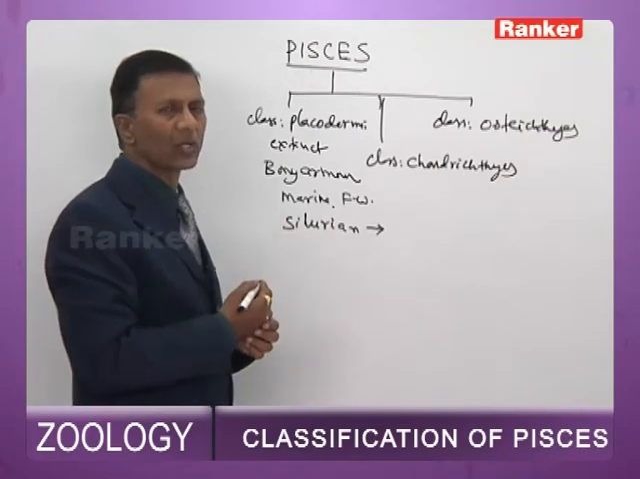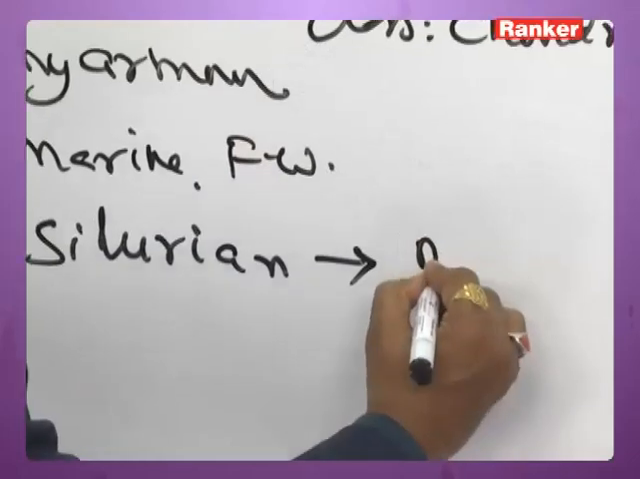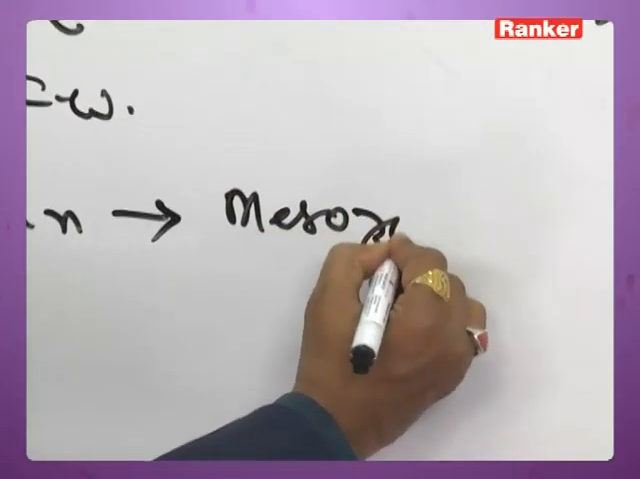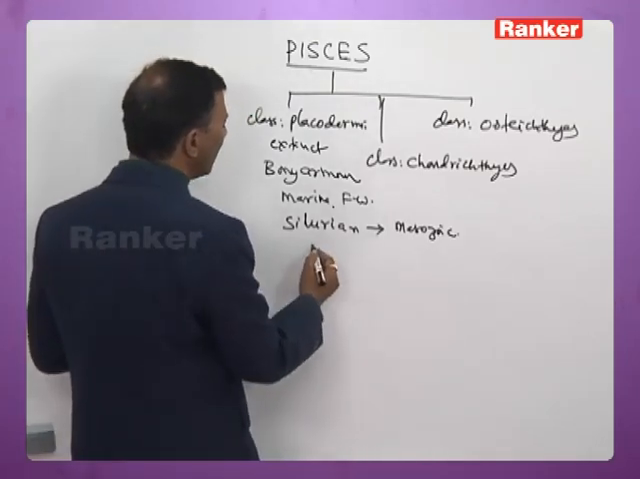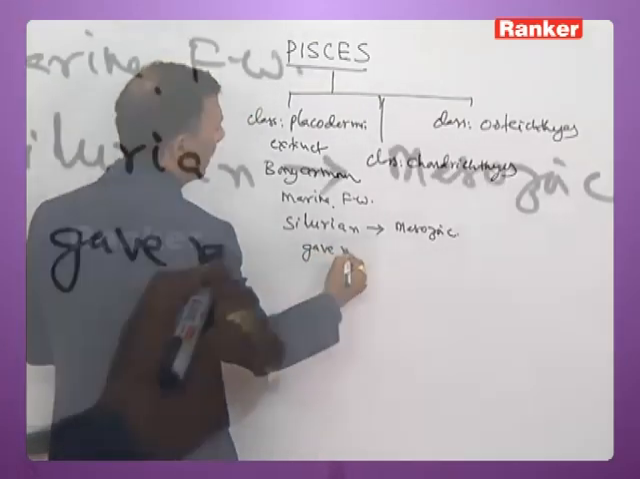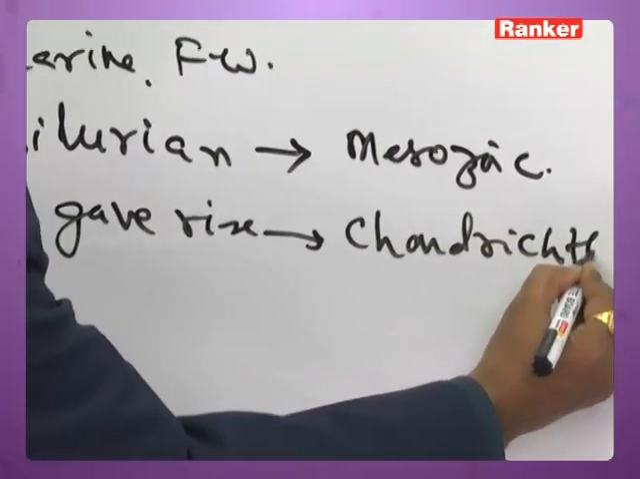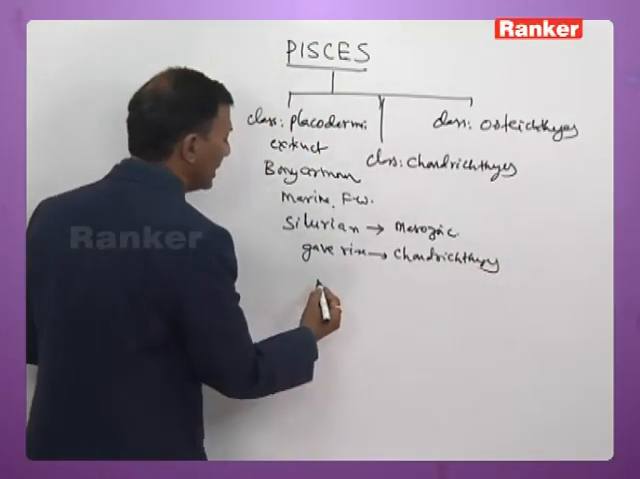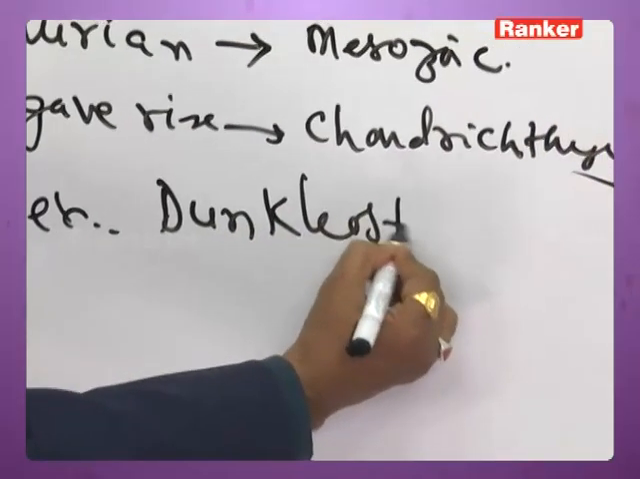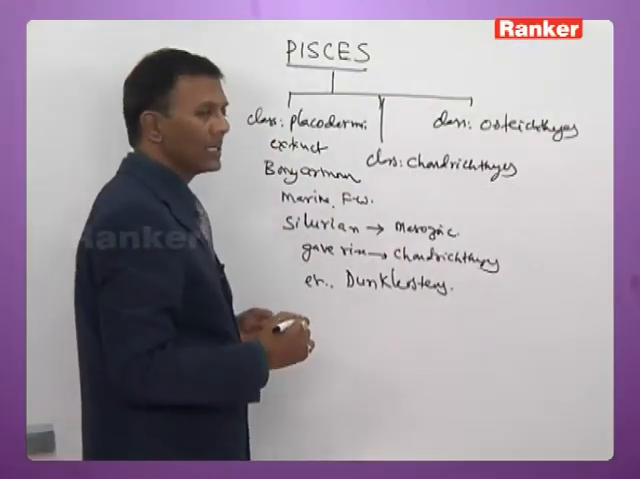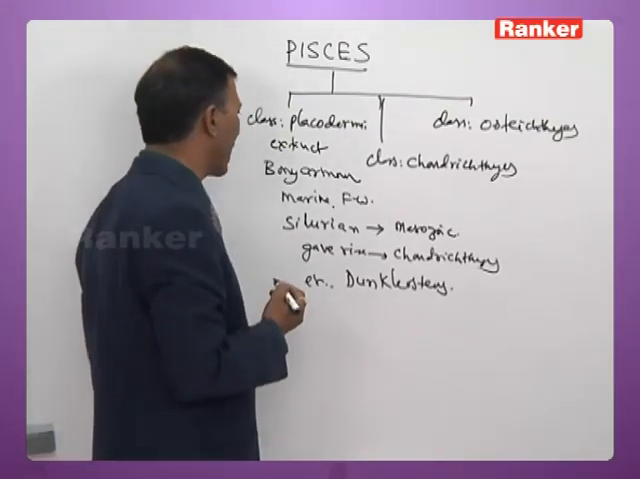In fact, all other fish also evolved during Silurian period, and they became extinct before the commencement of Mesozoic era. The placoderms gave rise to Chondrichthyes. The example for placoderms is Dunkleosteus. Dunkleosteus is the most important example for placoderms. This is about the placoderms.